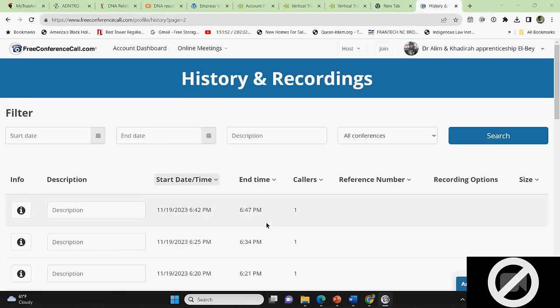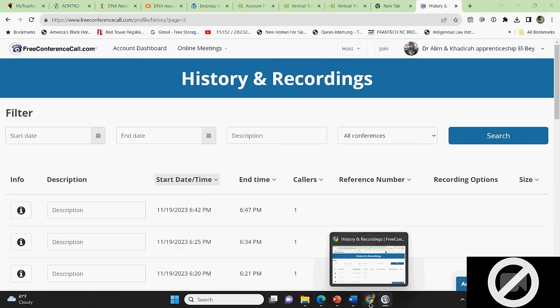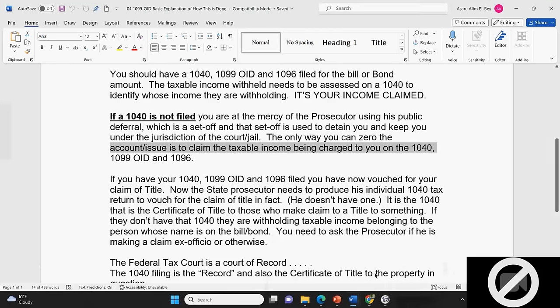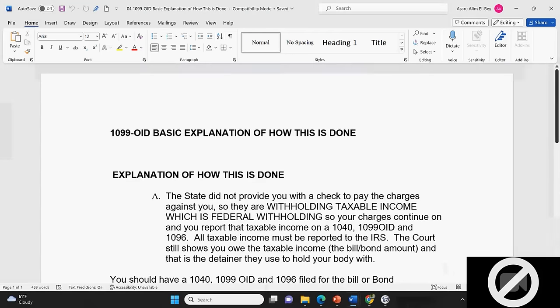All right, so let's get into that part again so everybody can get clarity. I know the more that I say, the more clear it becomes. 1099 OID, basic explanation of how it is done.